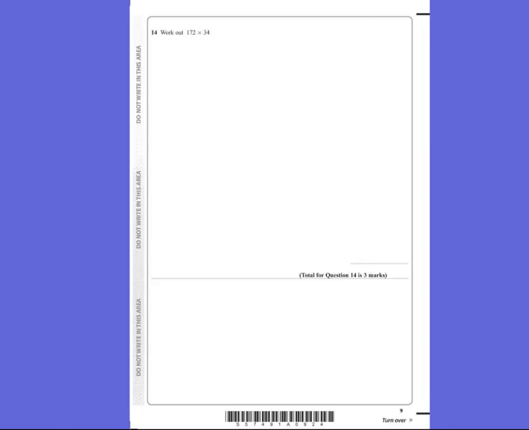Question 14, work out 172 times 34. So again, I'm going to use the proper column method. Really important on the non-calculator method, you can use the column method for multiplication and addition, and you can use the bus stop method for division, so really make sure you practice those. So we start off by doing 4 times all of these, so 4 times 2 is 8, 4 times 7 is 28, so 8 down, carry 2, and 4 times 1 is 4, added 2 is 6.